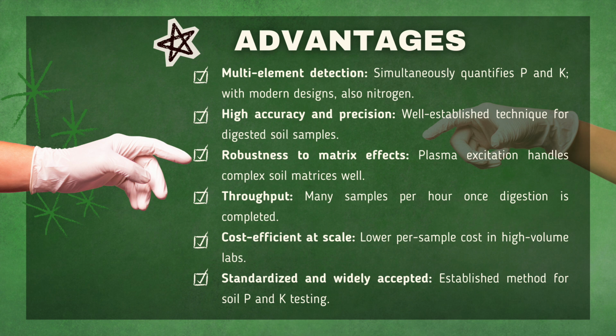Another advantage is lower costs per sample in high-throughput labs. Even though the instrument itself is expensive, analyzing multiple elements at once makes the per-sample cost lower when many samples are processed. And lastly, it has established methodologies and standards. Most agricultural labs already use ICP-OES for nutrients like P and K, so its procedures are standardized and widely trusted.